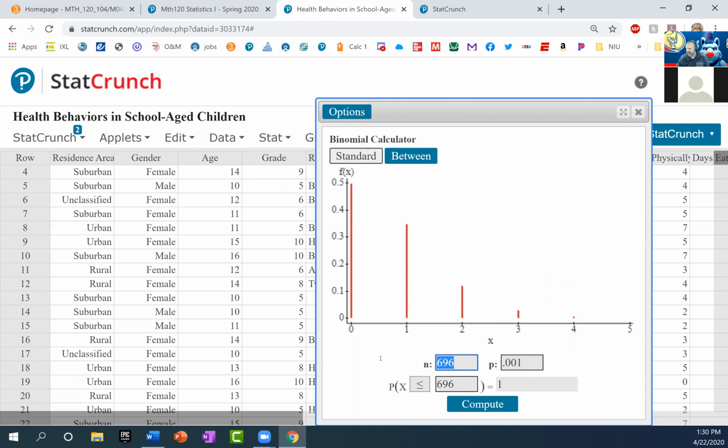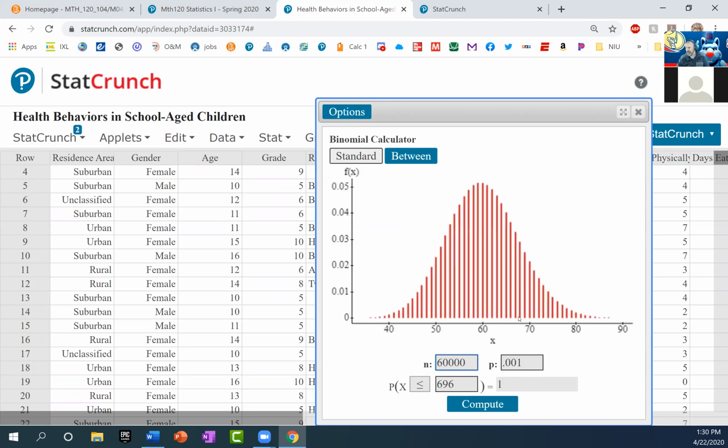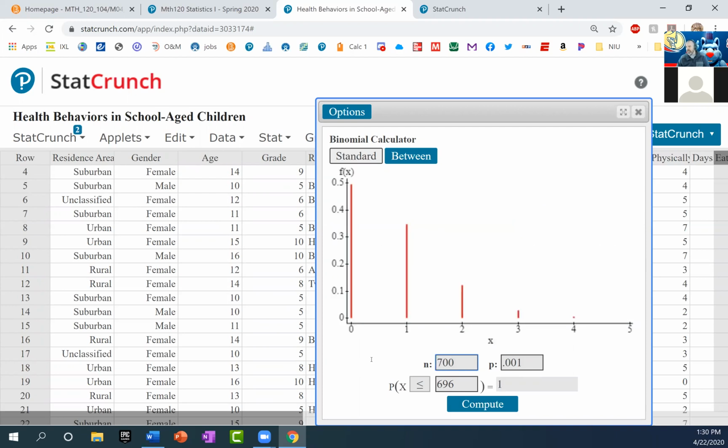We probably have to have like 60,000. See how when we have that, it's actually approximately normally distributed. It looks like a bell-shaped curve. So the problem with only 700 is it's very skewed right most of the time. With 0.001, most of the time we're only going to have 0, 1, or maybe 2 people die out of that.